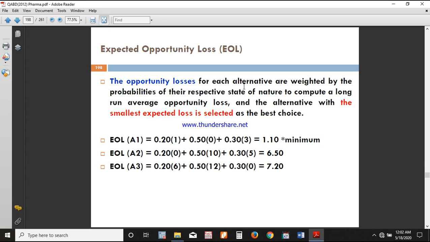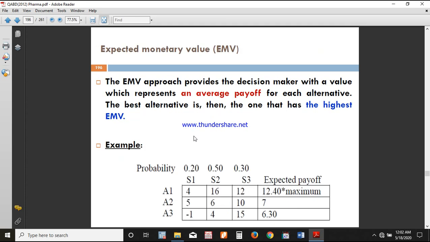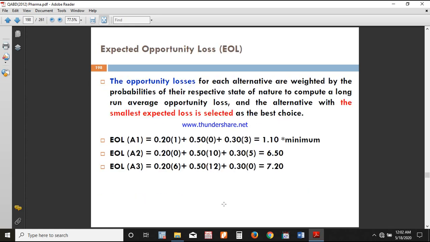Then here is the expected opportunity loss, or EOL. To apply this EOL, you should change this table into an opportunity loss table. To change it, you can find the highest value in the first column, which is 5. In the second column, the highest value is 16. In the third column, the highest value is 15. You deduct each column value from the highest value. Now the result will become the opportunity loss table.